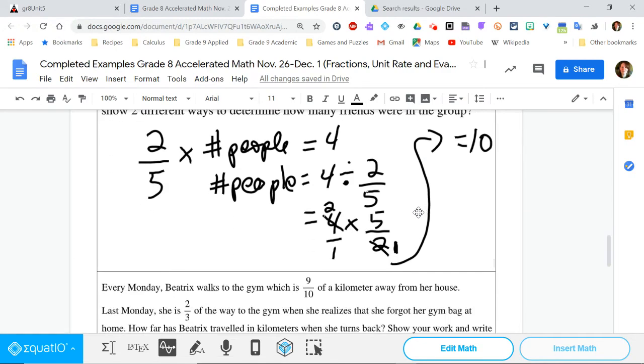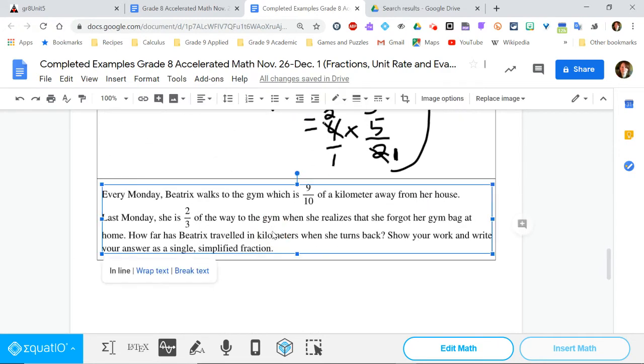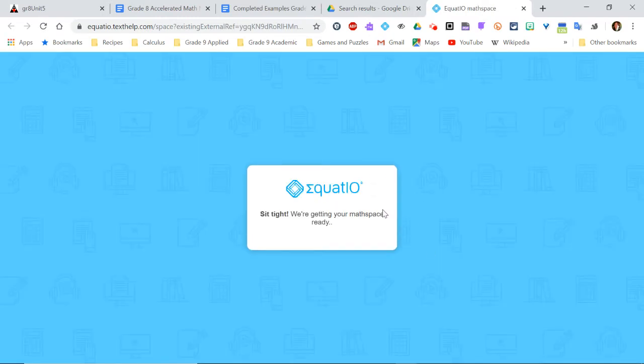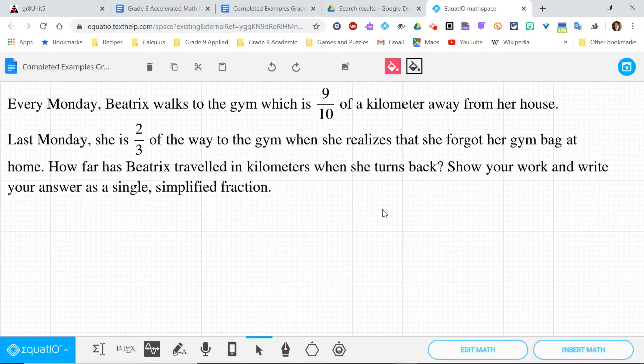All right, and there's all my work. Okay, so next question. Every Monday, Beatrix walks to the gym, which is 9/10 of a kilometer away from her house. Last Monday, she is 2/3 of the way to the gym when she realizes that she forgot her gym bag at home. How far has Beatrix traveled in kilometers when she turns back? Show your work and write your answer as a single simplified fraction.